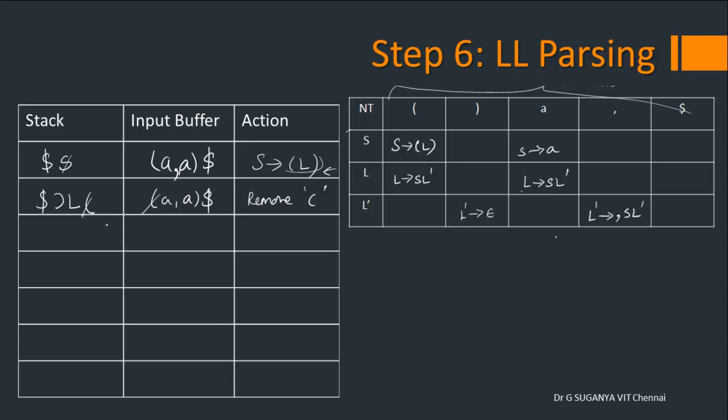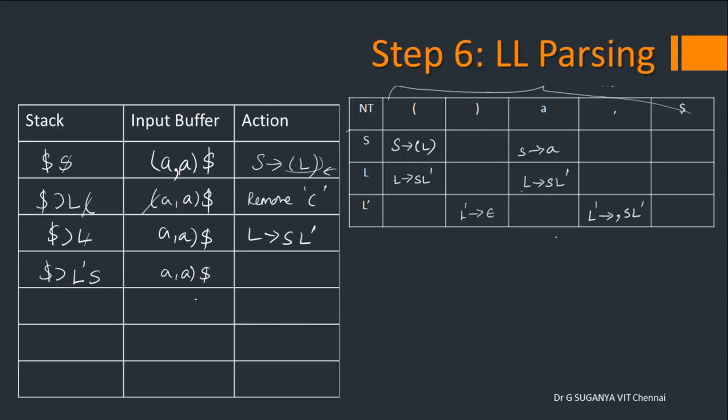Now after having seen this, we have to move on to the next one. What is on the top of the stack? It is capital L. And what is on the input buffer? It is A. So what is L comma A? It is L gives S L dash. Again remove L and push this in. So dollar and close bracket will remain. We push in from right to left, so L dash and then S will remain.